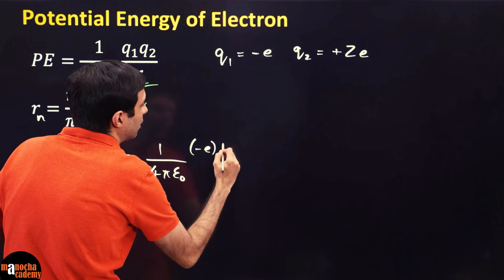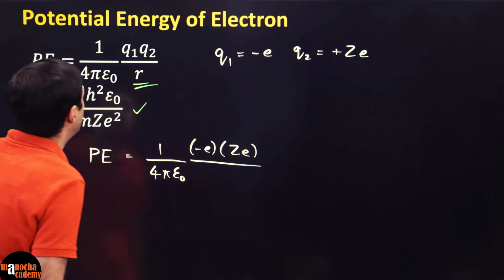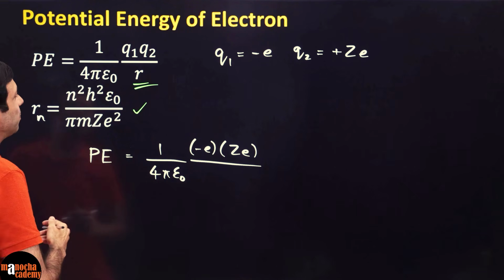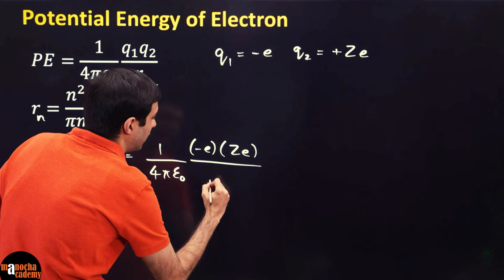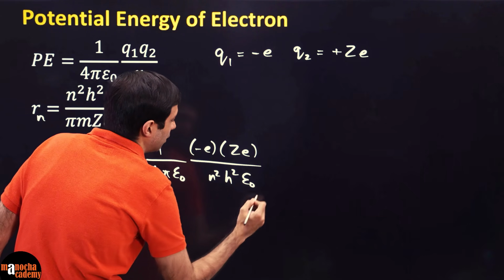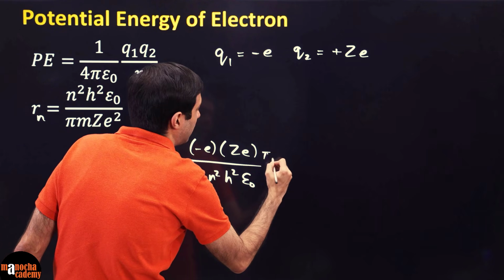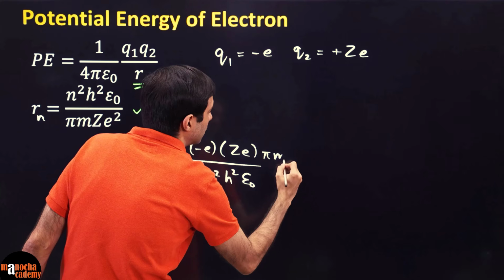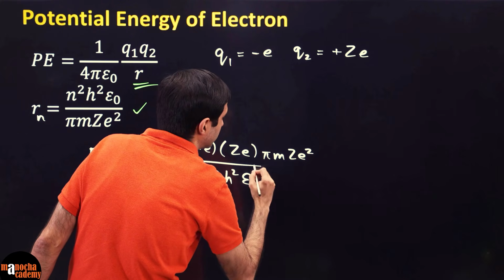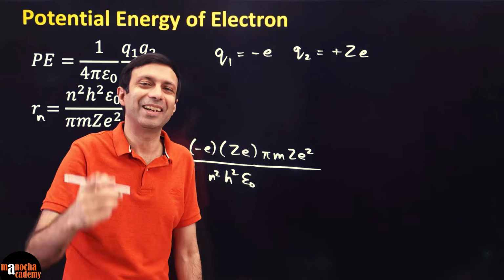Q1 is minus E, Q2 is ZE divided by R. And R will be this big expression, N square H square epsilon naught, and I'm going to take this denominator on top. So we are going to get pi m ZE square. So we have this massive formula for the potential energy in the nth shell.